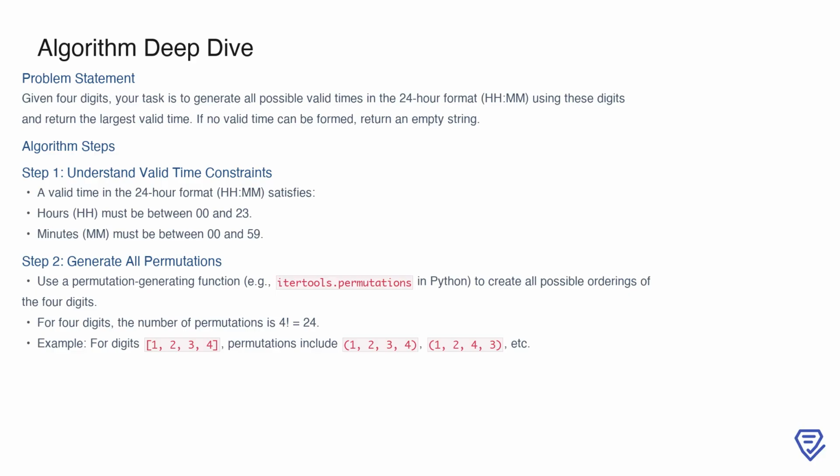To solve this, we need to explore all possible arrangements of the 4 digits to check for valid times. Since there are 4 digits, we can generate all possible permutations. There are 4! or 24 unique orderings. For instance, if the digits are 1, 2, 3, 4, the permutations include sequences like 1, 2, 3, 4, 1, 2, 4, 3, and so on. Generating these permutations ensures that no possible combination is overlooked.